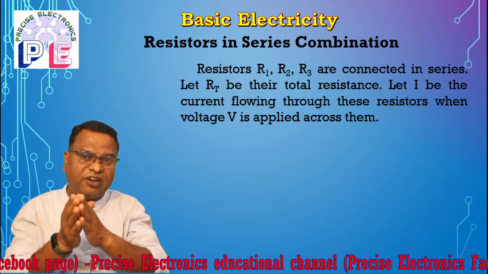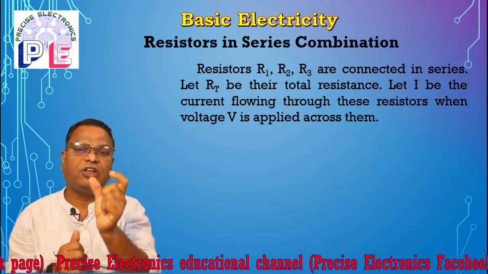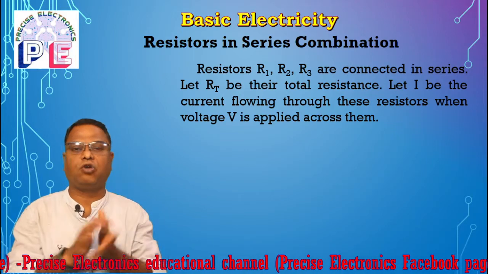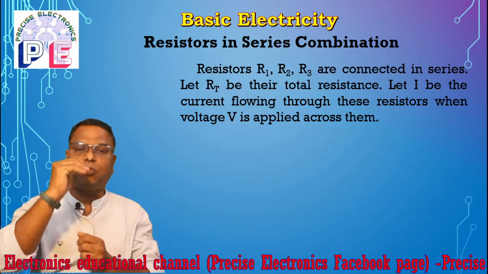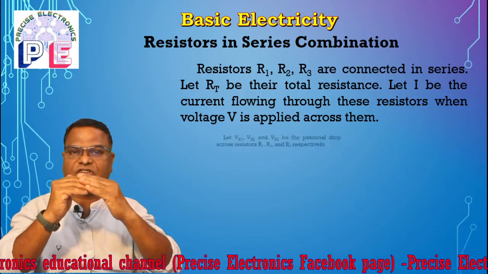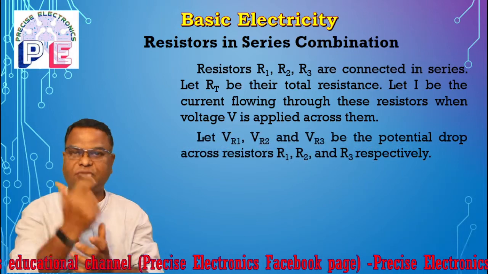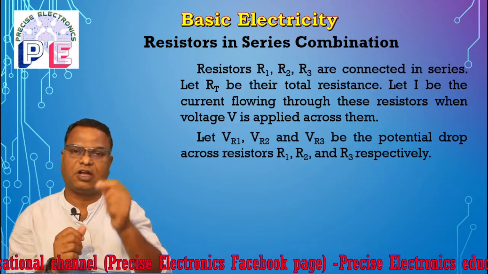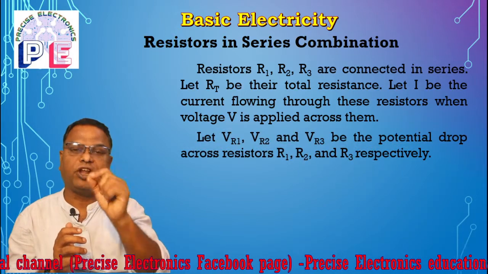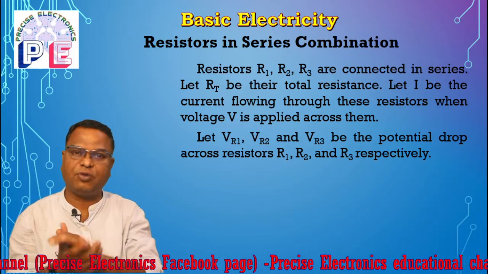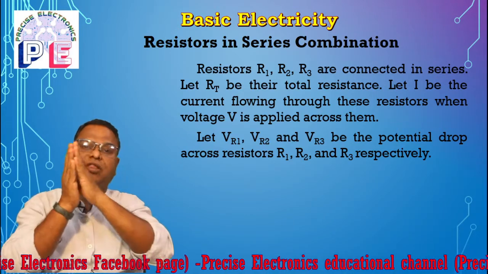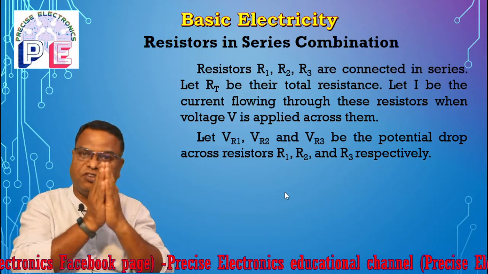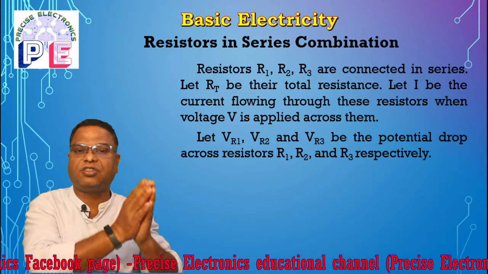When the current conduction takes place through the resistors, a potential drop is developed across each component, across each resistor. The potential drop across the first resistor is VR1, that is, the potential drop across R1. VR1, VR2 and VR3 are the potentials developed across resistors R1, R2 and R3 respectively.